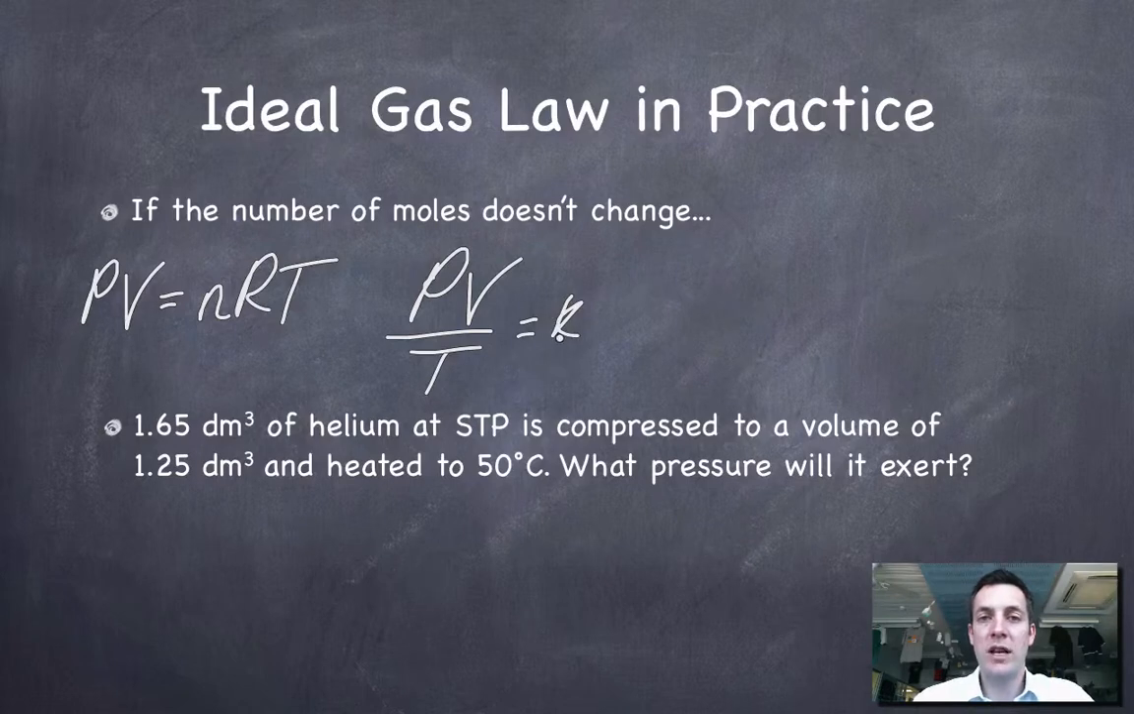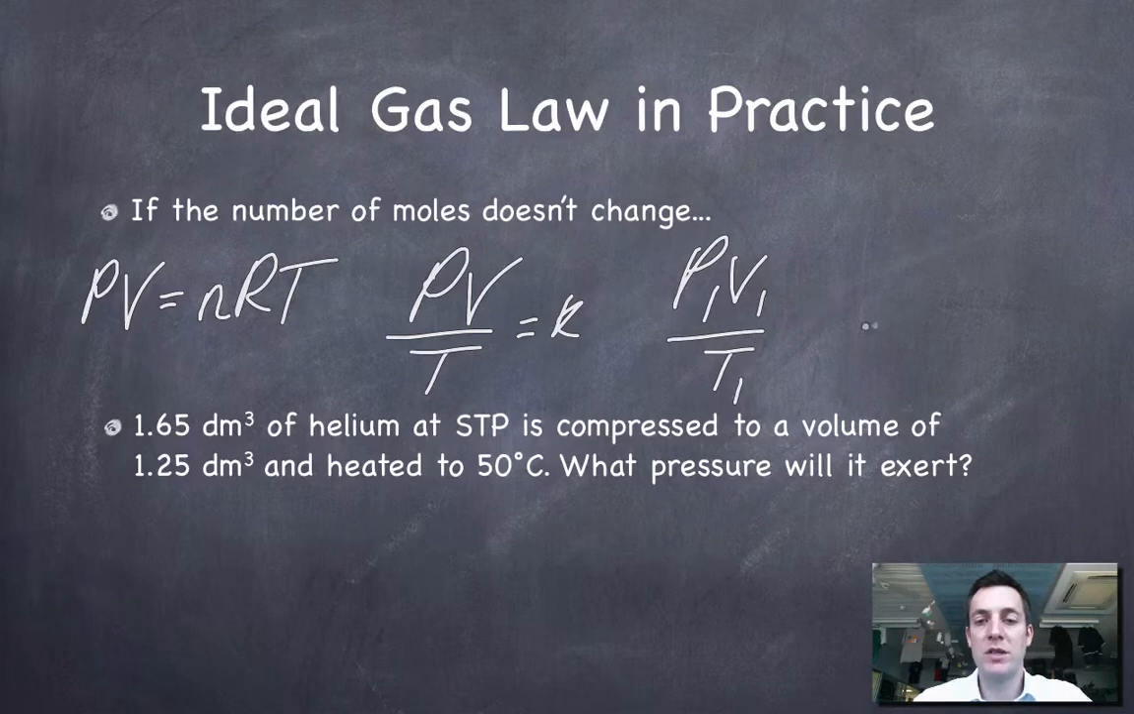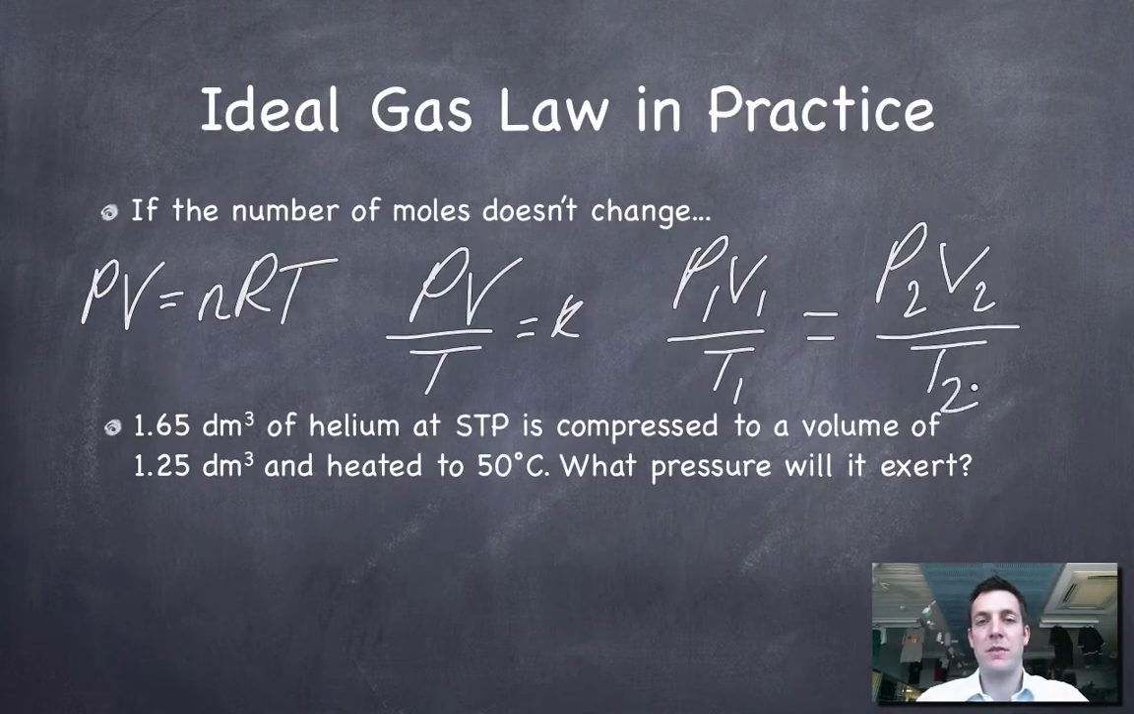So if I don't allow the number of moles of gas to change, then the pressure times the volume over the temperature is going to be constant. In other words, my original pressure, volume and temperature, P1 V1 over T1, is going to be equal to my new pressure multiplied by my new volume divided by my new temperature. Okay, now let's see how that works for us.